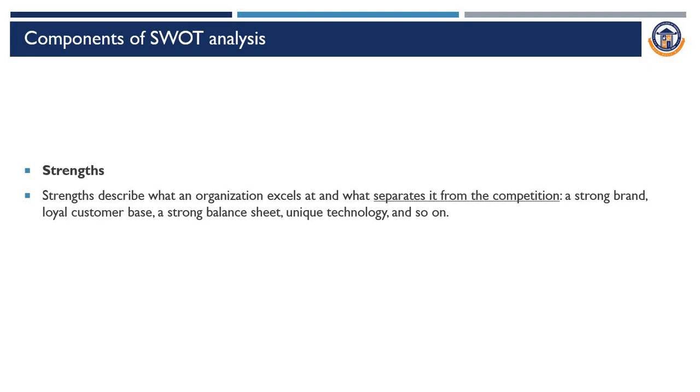First, what is strength? Strength describes what an organization excels at and what separates it from the competition. So these are the strengths of an organization: how it differentiates its products, services and other activities from its competition. Some examples are a strong brand, loyal customer base, a strong balance sheet, unique technologies, and so on.